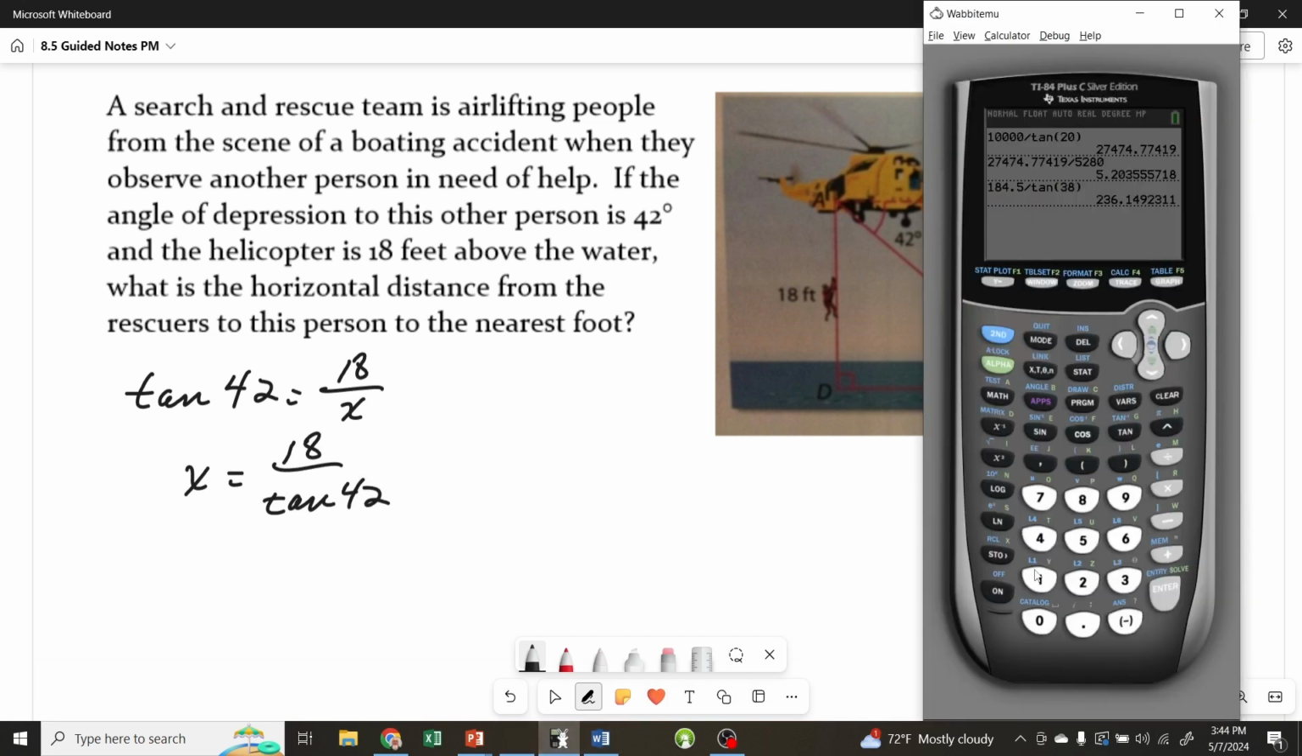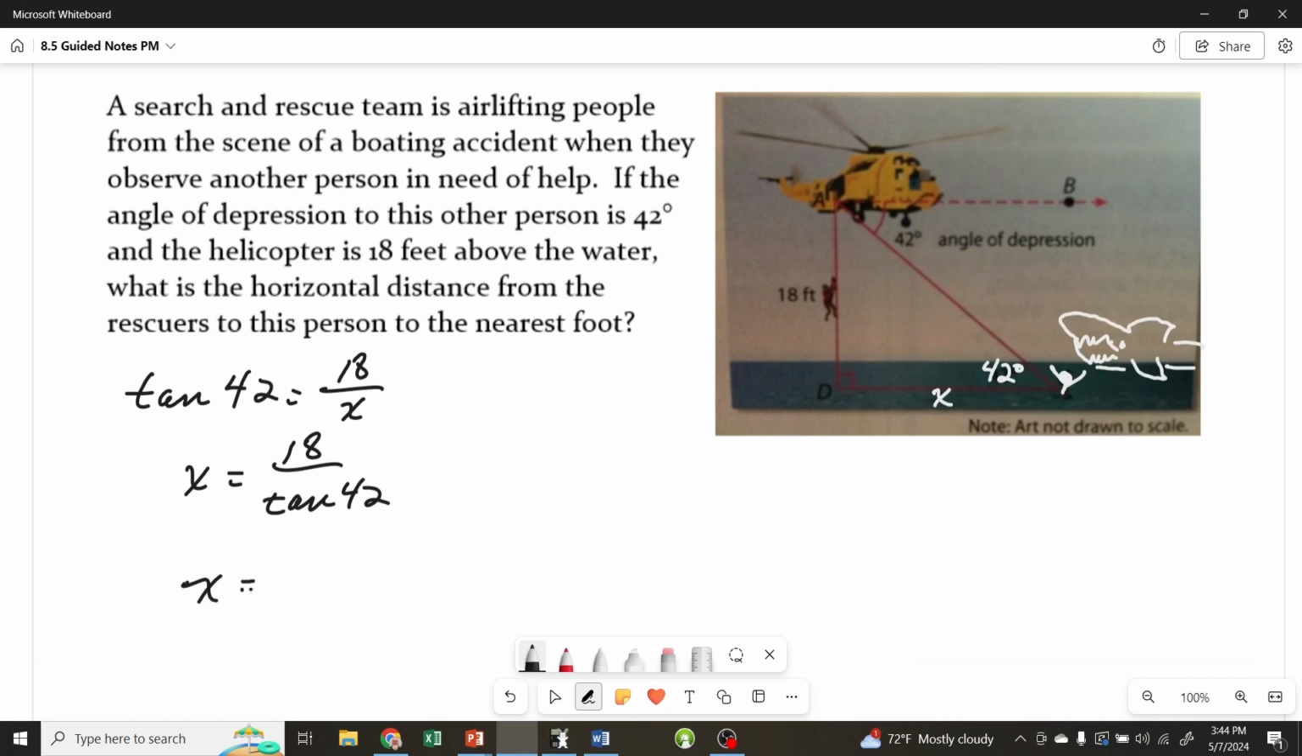This is where our calculator becomes very handy. 18 divided by the tangent of 42. And that's 19.99. So this helicopter needs to get the person on the rope up into the helicopter and then slide over another 20 feet and grab said individual out, saving himself from becoming shark food. That's dark humor right there. Okay.